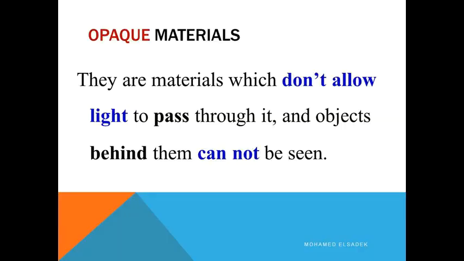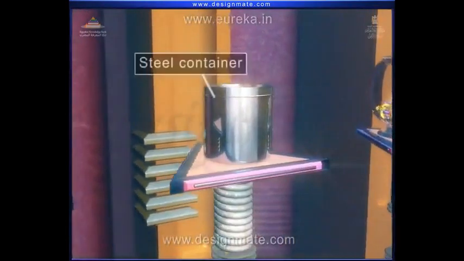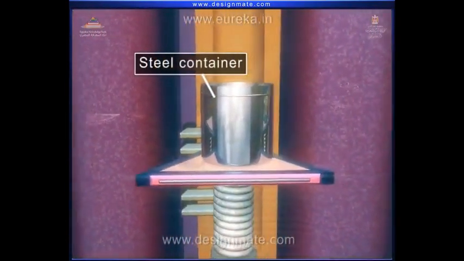Opaque material doesn't allow light to pass through. And the objects behind it cannot be seen. You can see that this container is made of steel. Can you see what is filled in this container?